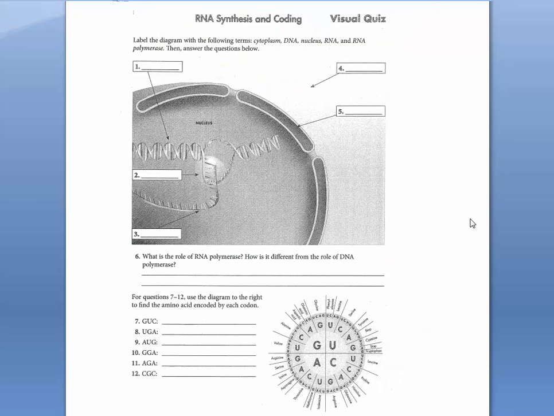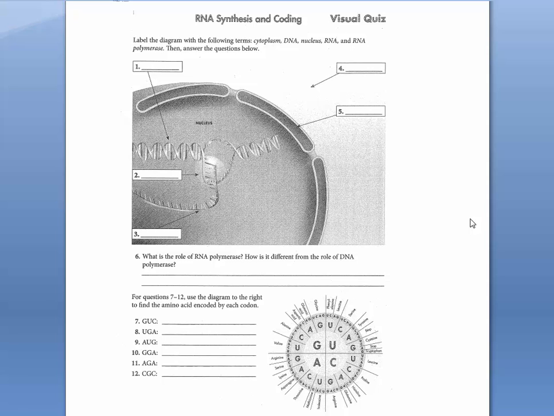Okay, now you're looking at part 2, RNA synthesis and coding. I'll read the directions. Label the diagram with the following terms: cytoplasm, DNA, nucleus, RNA, and RNA polymerase. Then answer the questions below.